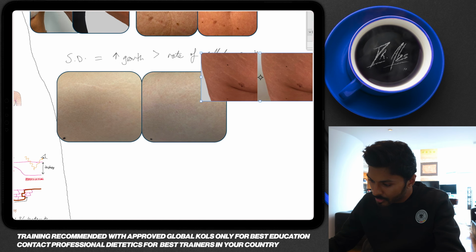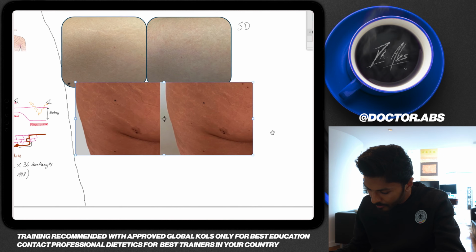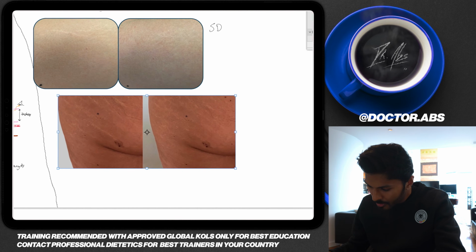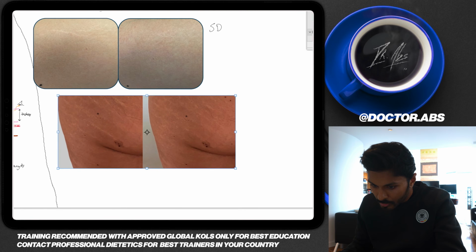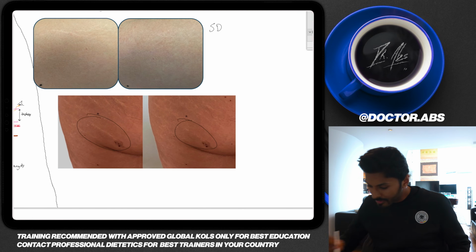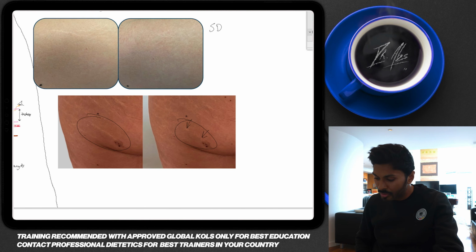Here's another one. Let's make that a bit bigger. I'm going to draw on that. There. It's still slightly there, probably about there, and a little bit there, but there are places where it's completely disappeared as well, which is incredible.